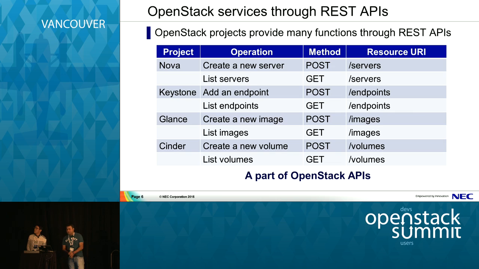Now, OpenStack services through REST APIs. All the OpenStack projects like Nova, Keystone, Glance, Cinder provide their interfaces through REST APIs. For example, in Nova, when a user wants to create a new resource, they have the REST API with the POST method and the resource name as servers. For listing servers, they can use the GET method and servers in the URI. For Keystone, you can use the REST APIs for adding and listing endpoints. Similarly, for Glance and Cinder, creating images, creating volumes, listing volumes. So all the OpenStack projects provide REST APIs for their use.